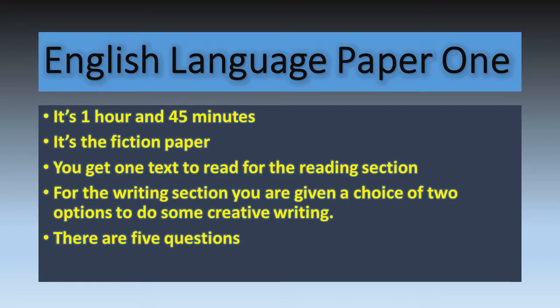Okay, so English Language Paper 1. Firstly, it's 1 hour and 45 minutes. That's how long you get. It's the fiction paper. There are two papers, fiction and non-fiction. This is the fiction paper. You get one text to read for the reading section of the paper. And for the writing section, you are given a choice of two options to do some creative writing. There are 5 questions in the paper.